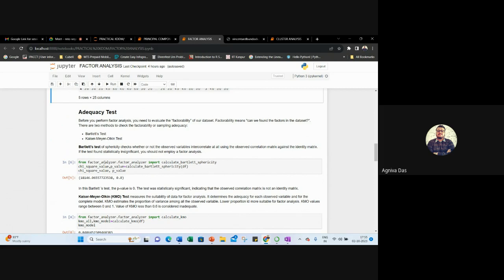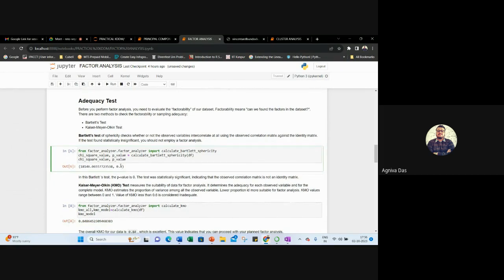For that, you need the factor_analyzer module, and from there we will import the command calculate_bartlett_sphericity, right? From there we will get two different values: one is the chi-square value, second is the p-value. How do we get that? Within the brackets of calculate_bartlett_sphericity you give your data frame, and it will automatically throw out two values, the chi-square value and the p-value.